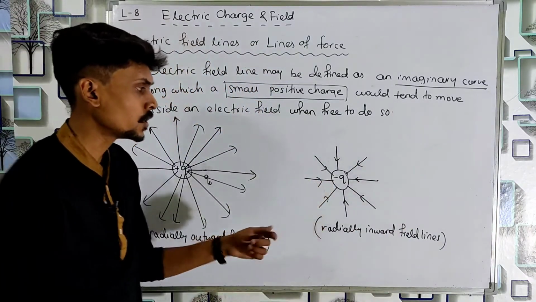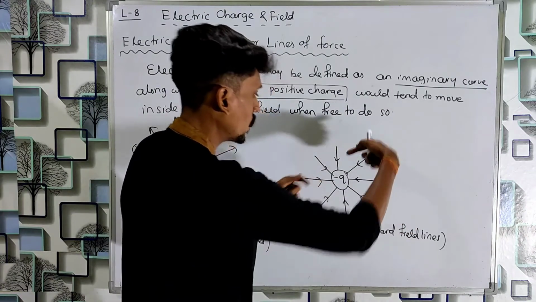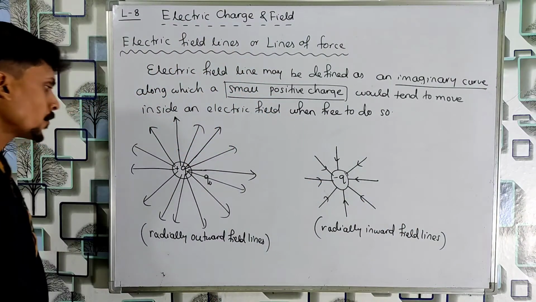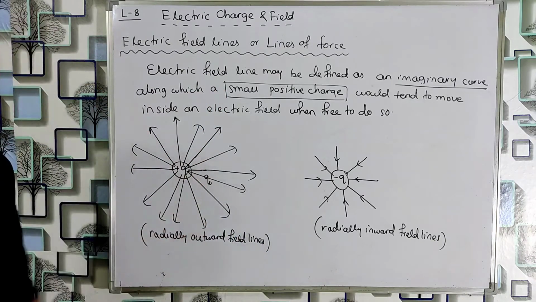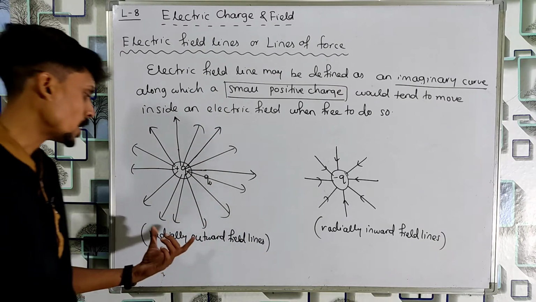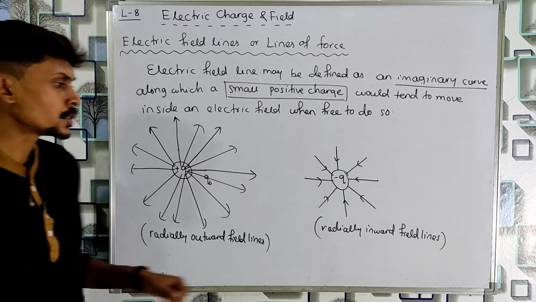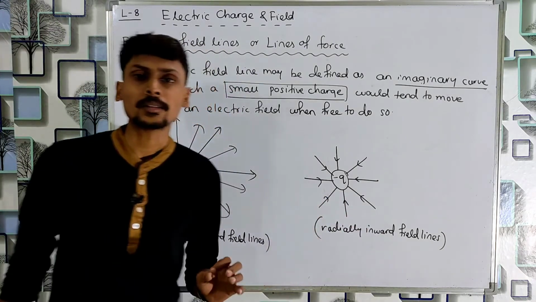If it is negative charge, then the electric field lines will enter the point charge, and if the charge is positive, the electric field lines will emerge out of the point charge. So this is known as the radially outward field line, and this is known as the radially inward field line.